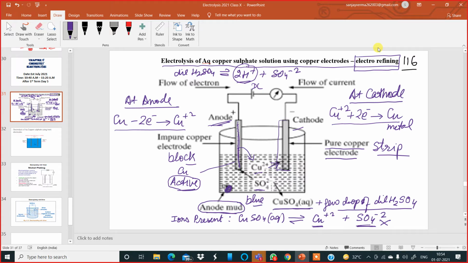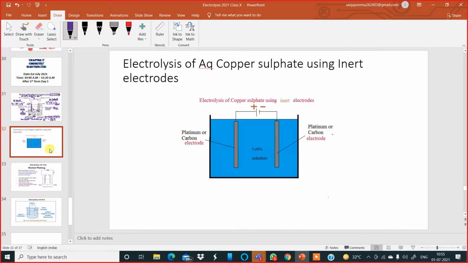Am I clear? Okay, now let us go to the next part. This was on page number 116. Now I will go to the next example.